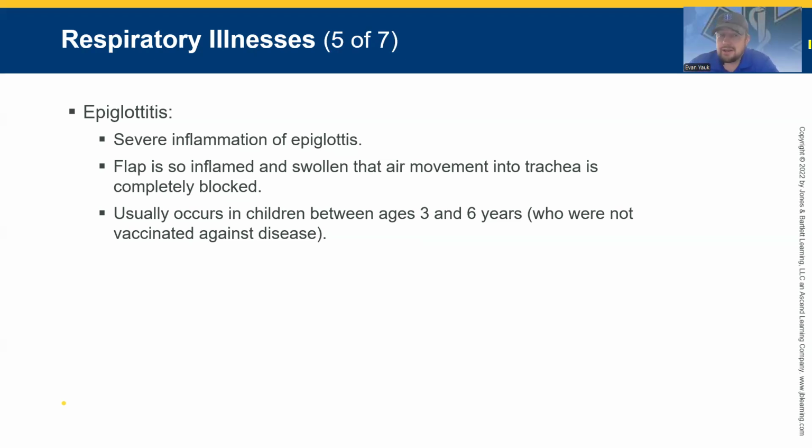So knowing what that is, epiglottitis, the itis is inflammation or swelling, so it's swelling of the epiglottis. Severe inflammation: the epiglottis flap is so inflamed and swollen that air movement into the trachea is completely blocked. So that flap has swollen up enough that it's actually blocking our trachea and we're not getting air movement. Usually occurs in children between the ages of 3 and 6 who were not vaccinated against the disease.